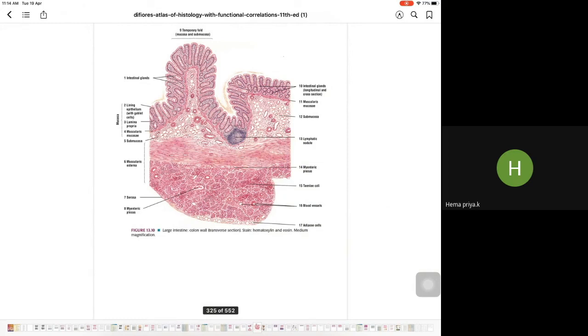On top, we have temporary folds, mucosa and submucosa, intestinal glands, lining epithelium with goblet cells, lamina propria, muscularis mucosa and submucosa, muscularis externa, serosa, myenteric plexus. To the right, intestinal glands, longitudinal and cross section, muscularis mucosa, submucosa, lymphatic nodule, myenteric plexus, tinea coli, blood vessels, adipose cells.